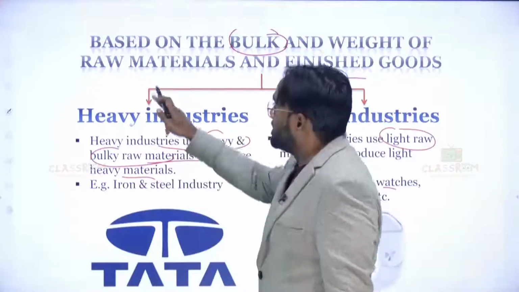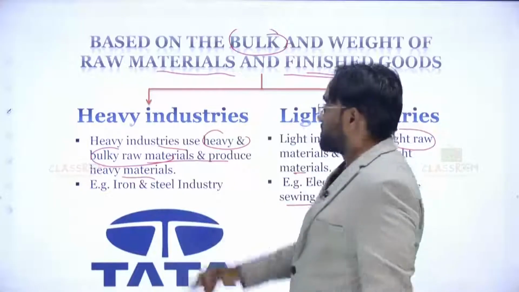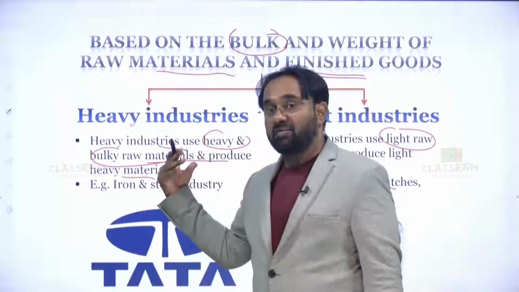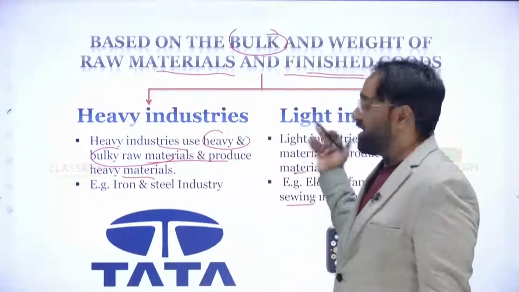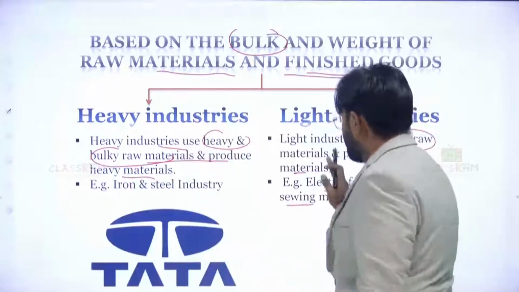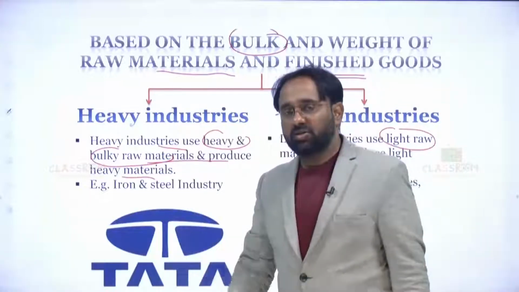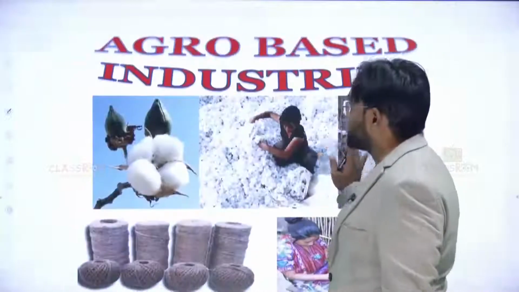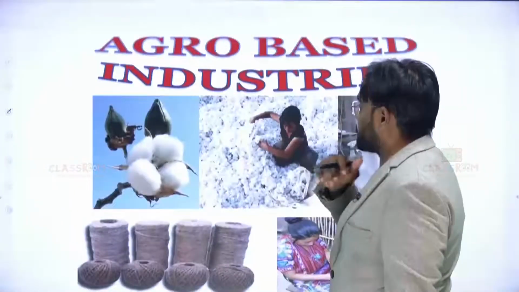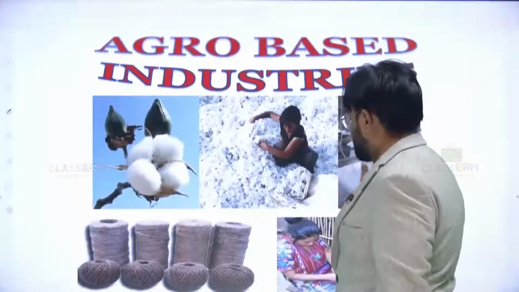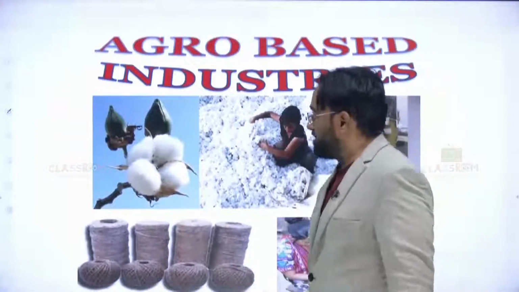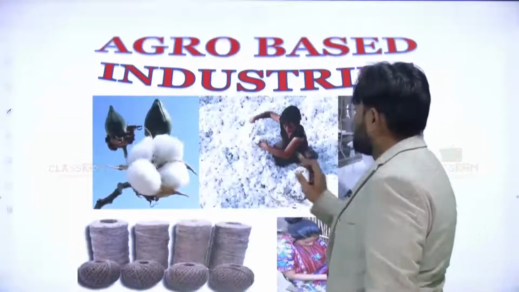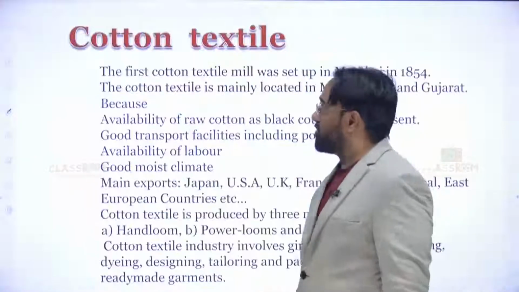Okay, based on the raw material and finished goods: bulky raw material and bulky finished goods, light raw material and light finished goods. Okay, iron and steel are heavy, while sewing machines and all other electronic gadgets which we are using, all this composes the light industries. Agro-based industries. See here, these are agro-based industries. You find cotton here, you find jute here, textiles here, everything over here. These are called agro-based industries.